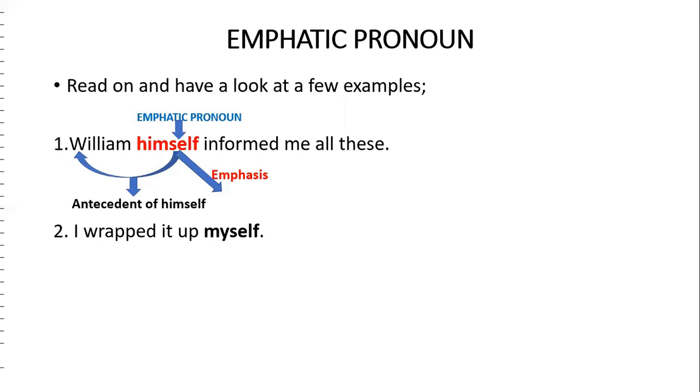Same in the next case: I wrapped it up myself. So here I is the antecedent of what? Of myself. So myself is used here to show emphasis. That's why it is an emphatic pronoun. They themselves changed their mind. They themselves. Here again, they is the antecedent of themselves, and themselves is for showing emphasis. That's why it is an emphatic pronoun.